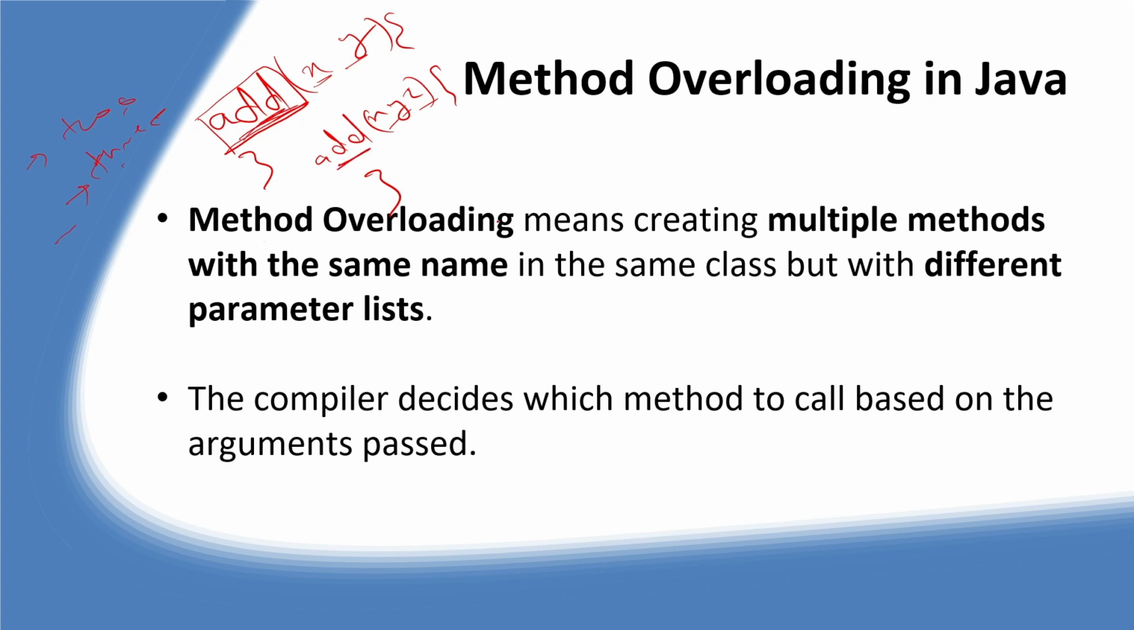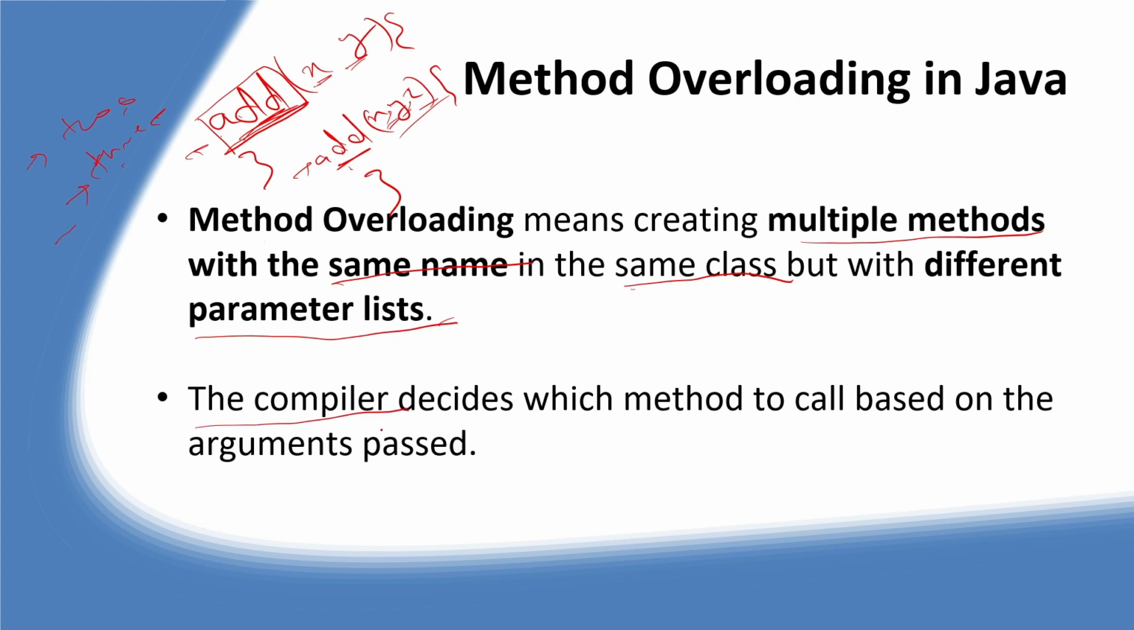So method overloading means creating multiple methods with the same name. We created two methods for two requirements. The name will be the same, and in the same class we need to define these two methods, but with different parameter lists. For adding two numbers, we provided two parameters, and for adding three numbers, we provided three parameters. Now the compiler decides which method to call based on the arguments passed.